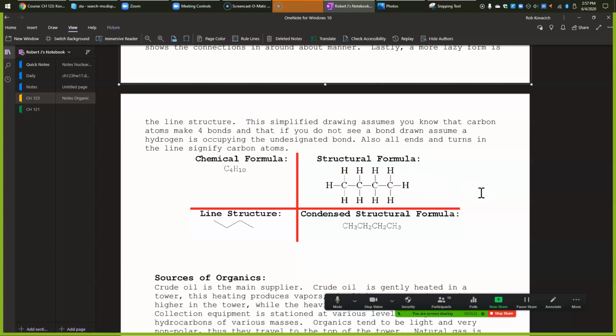I've got 4 carbons, they're all connected to each other, and then I've got hydrogens around the outside, and each one of those carbons is showing 4 bonds. The condensed structural formula just makes it so I can type it into a Word document or even on a typewriter. Nobody wants to do the structural formula on a typewriter. And then the line structure is how most chemists draw organic molecules. So what are we looking at with the line structure?